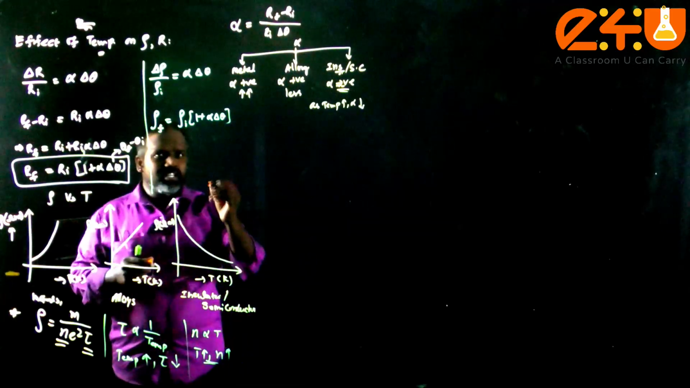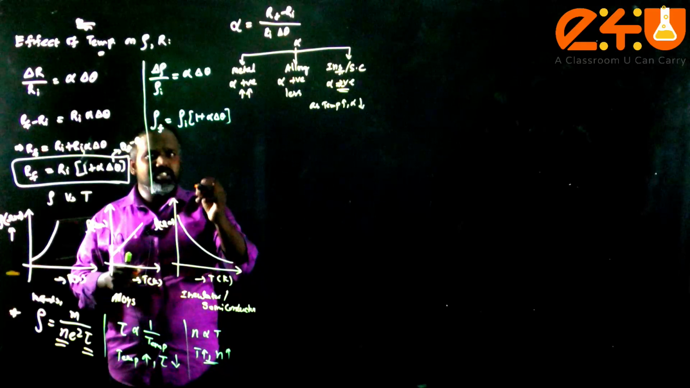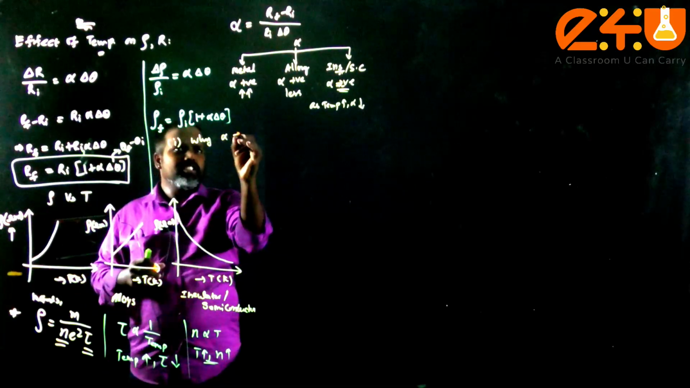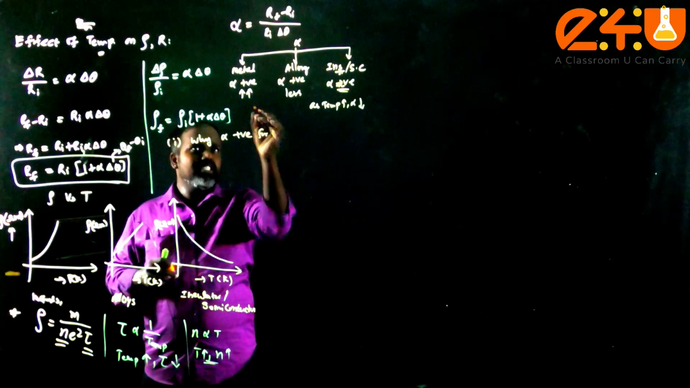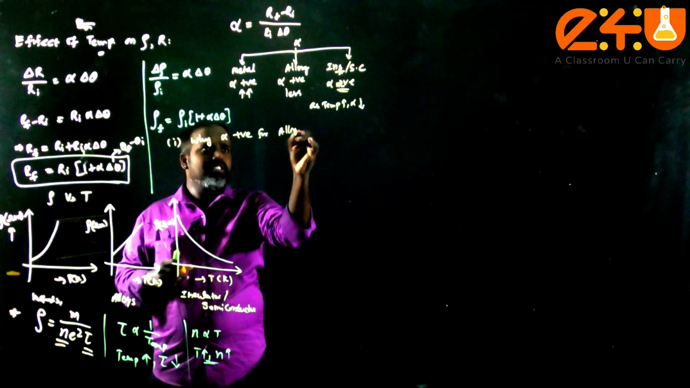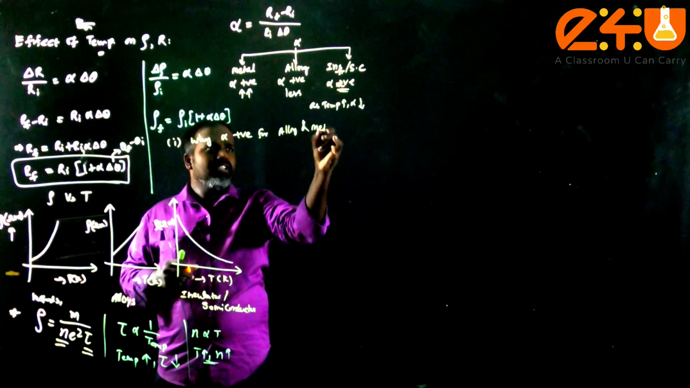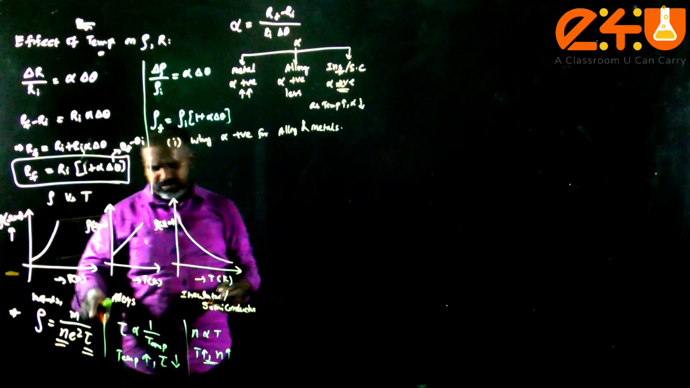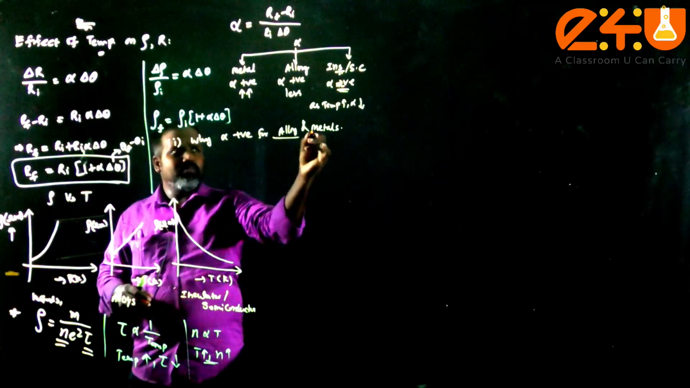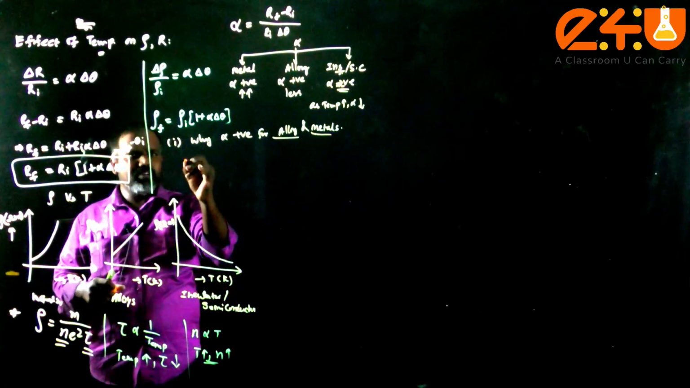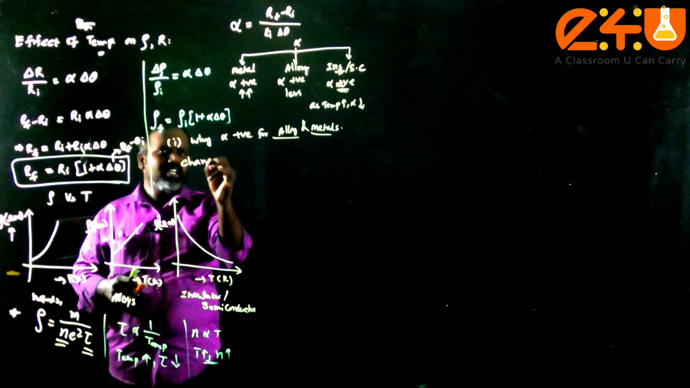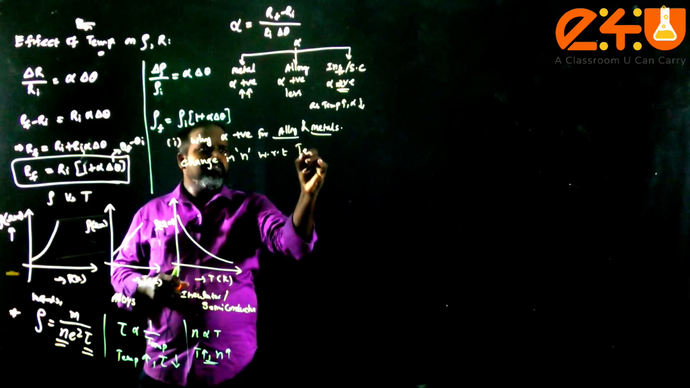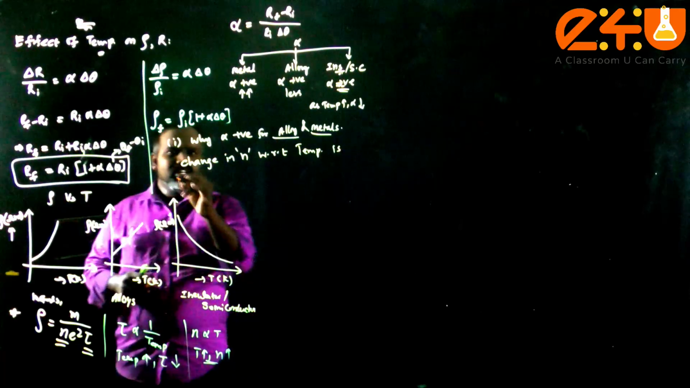Now please see that there are some reasoning questions related to this. The first reasoning question is why alpha is positive for alloys and metals. For that we can give the explanation with respect to this. In alloys or metals, the change in number density N with respect to temperature is negligible.